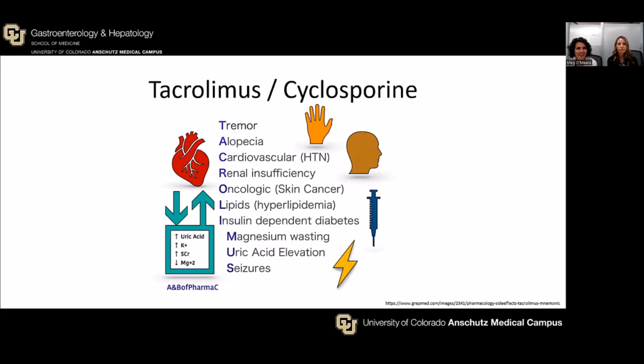U is for uric acid elevation. Particularly in patients with a history of gout, sometimes their gout flares can become exacerbated post-transplant on these medications. And lastly, S for seizures. Tacrolimus in particular can lower the seizure threshold. Typically, if this is going to happen, it will happen early post-transplant. And if it does, that's typically a reason that we will transition them off of the tacrolimus to a different agent.